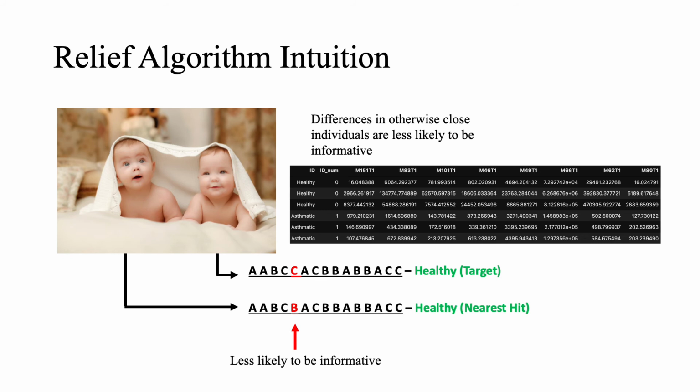Now the algorithm goes through all of the rows in the dataset, finding the nearest hits and nearest misses, and upweighting and downweighting the features. And at the end of the process, we have some final score for each of the features. We then retain only those features that have a positive score, because those features have been upweighted more than downweighted, or in other words, deemed important more often than not.